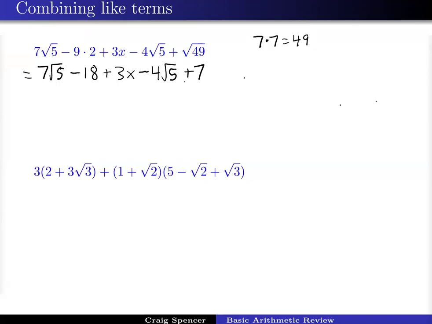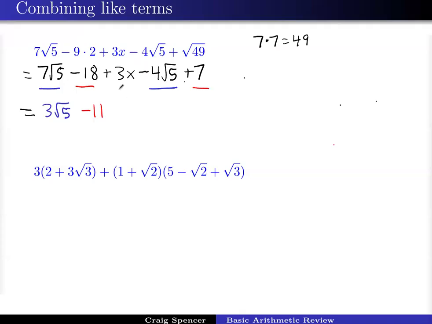Okay, so now here's where we start grouping like terms. Here I have something with a root 5. I have another thing with a root 5. When I combine those two things, 7 root 5s minus 4 root 5s are going to combine and give me 3 times the square root of 5. Now, I have a few things that are constants, just numbers that don't have an x nor a square root of anything in them. So minus 18 plus 7 are going to combine to give me a minus 11.